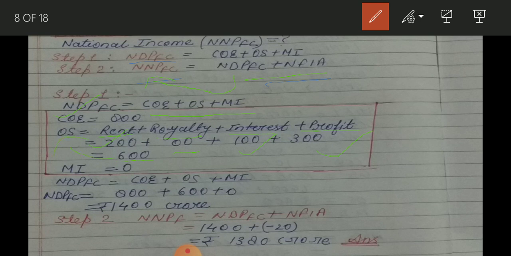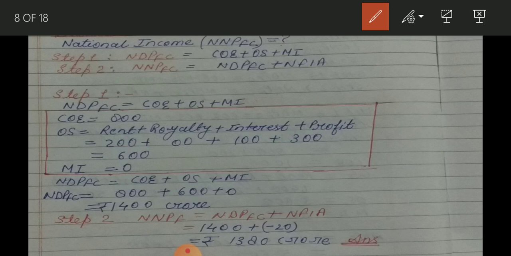Now in the question, the value of mixed income is not given, so we will consider it 0. Now put the values. COE is equal to 800, OS is equal to 600 and mixed income is equal to 0. So when we add 800 plus 600, we get 1400 crore.